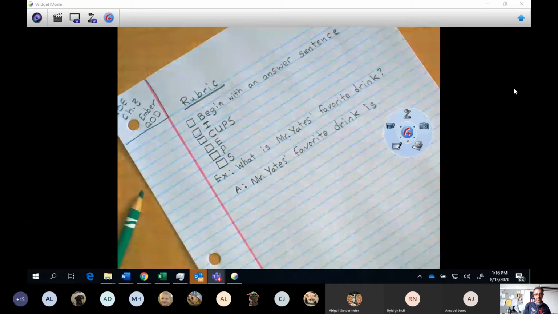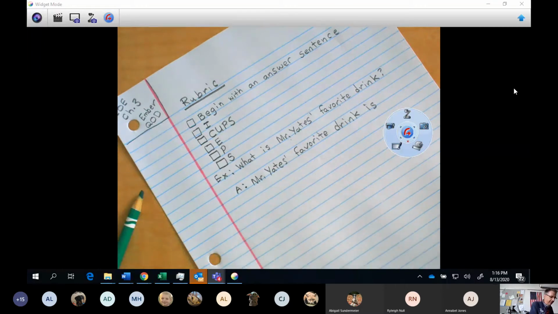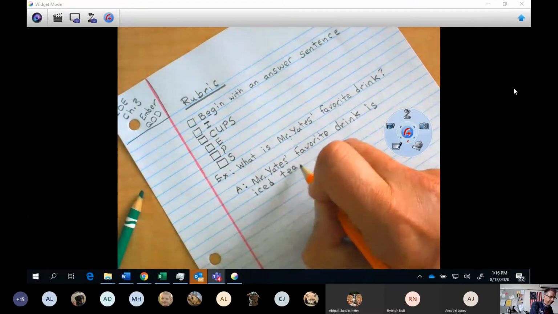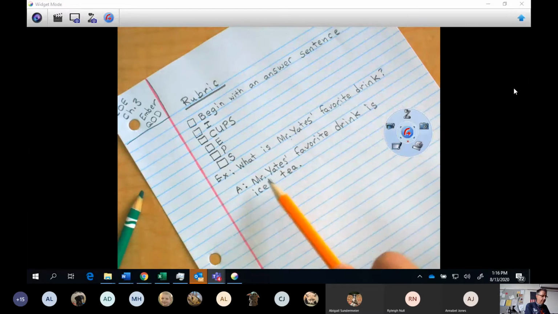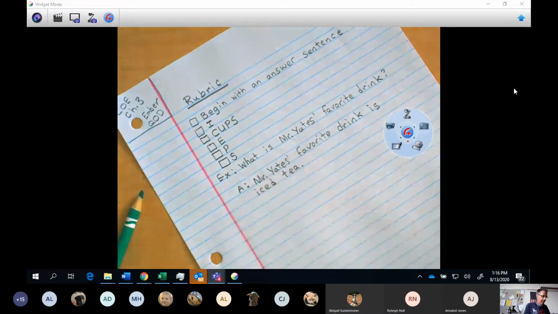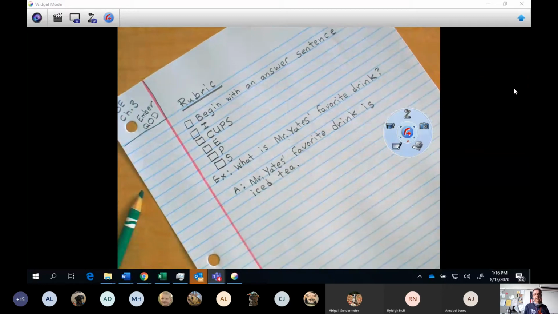And that's what a good answer sentence does, it uses as many words from the question as you can get. Now, normally in the classroom, this is my opportunity to drop a big hint about how Mr. Yates likes iced tea brought to him. Unfortunately, we can't do that in the classroom anymore. That's kind of a bummer. But it's still a good example of an answer sentence. Mr. Yates' favorite drink is, and I'm going to answer it with iced tea. And a period. I've used as many words as I can from the question to turn it into the answer. And I put my answer into the answer sentence.